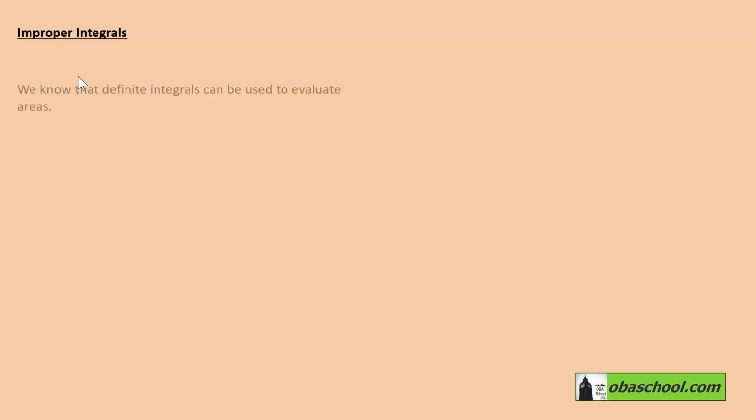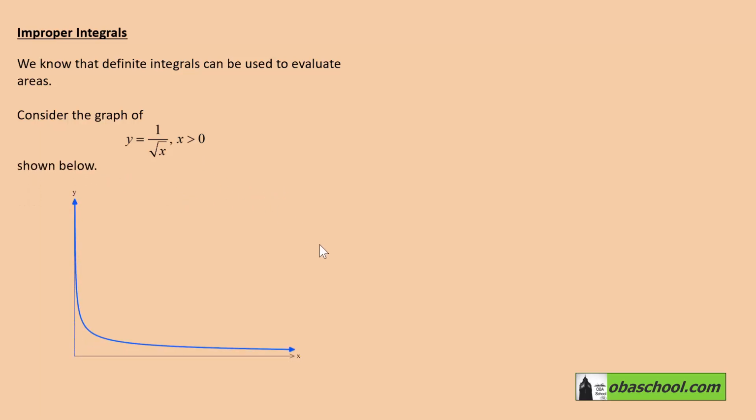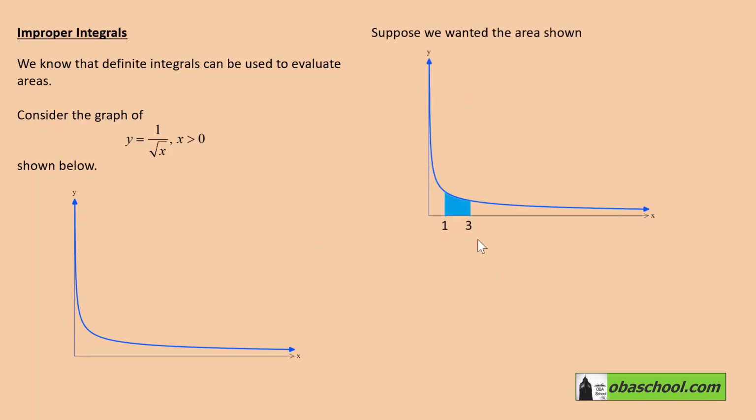Improper integrals. We know that definite integrals can be used to evaluate areas. Consider the graph of y equals 1 over root x, defined for x greater than 0, which is shown below. Suppose we wanted the area shown in this diagram. We could do that by evaluating this integral. Integrate between the limits 1 and 3, our function 1 over root x dx.